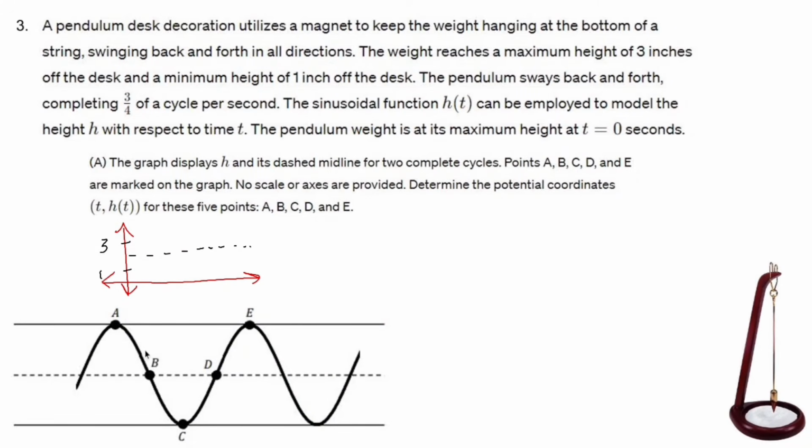So right now we could start saying you would be my 3 and you would be my 2 and you would be my 1. Okay. The weight reaches a maximum height of 3 and 1 inch off the desk. The pendulum sways back and forth, I'll get there in a second. The sinusoidal function h of t can be, okay. So it's at the maximum height at t equals 0 seconds. So it's already up here. Okay, which screams cosine, and this is going to go down and come back up.